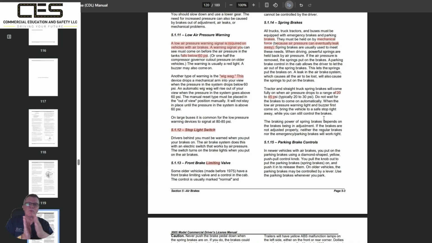Now we're talking about the spring brakes engaging themselves. They'll come on automatically between 20 and 45 psi. Those are the numbers that you really need to focus on. I'm going to go over it one more time. Cut in 100, cut out 125. Safety valve 150. Low air warning light 60, before 60.